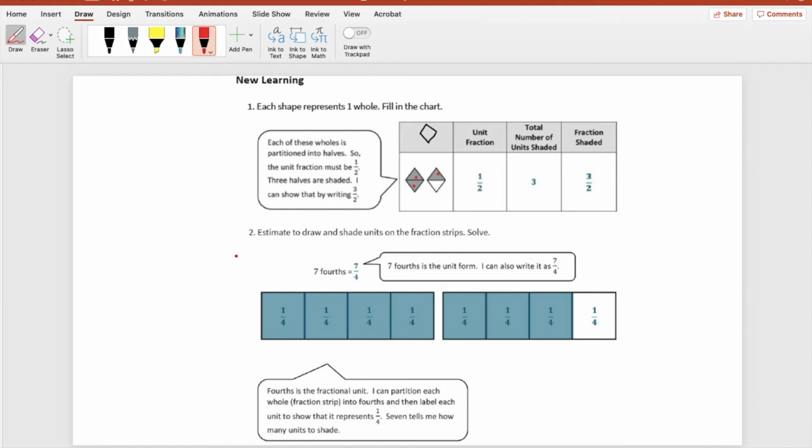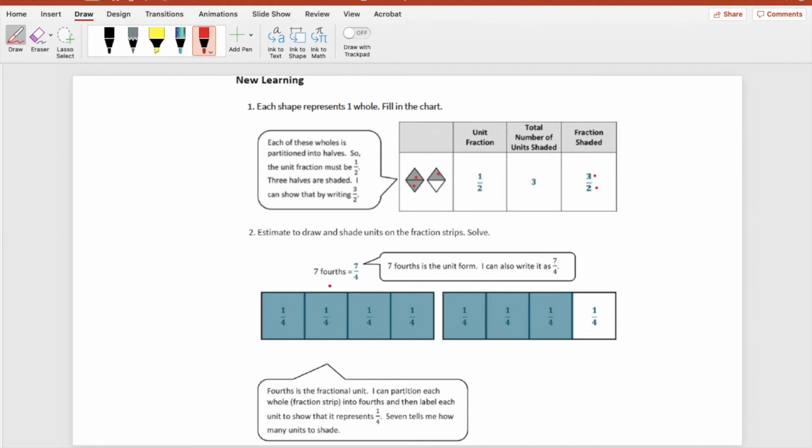Now we're also going to draw that. So we're going to fill in a chart. We're also going to draw some improper fractions, these are called. They're called improper fractions because the number on top is bigger than the number on the bottom. This tells a mathematician that we are talking about more than one whole. So we're going to practice drawing improper fractions, and we're going to practice counting improper fractions.